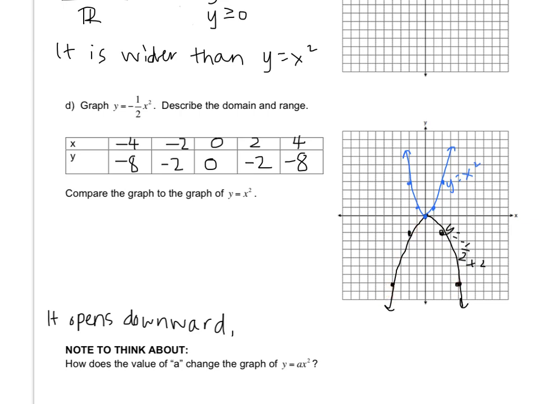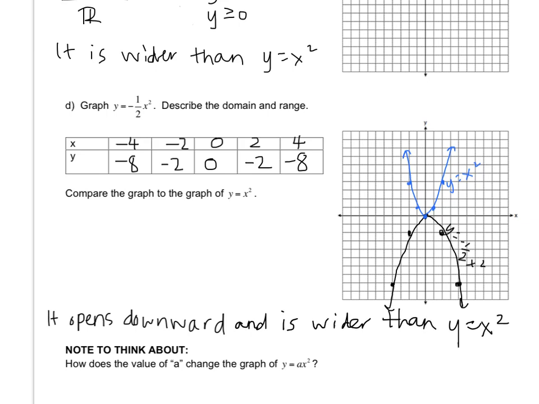Additionally, it is wider. I guess I should make that a complete sentence. It opens downward and is wider than y equals x squared. You don't have to get specific about how the width changed. Like, you don't have to say it is 1.5 times wider. You just have to recognize that it's getting wider.